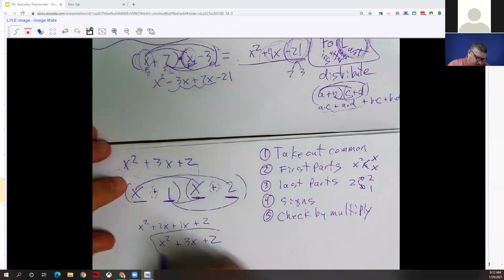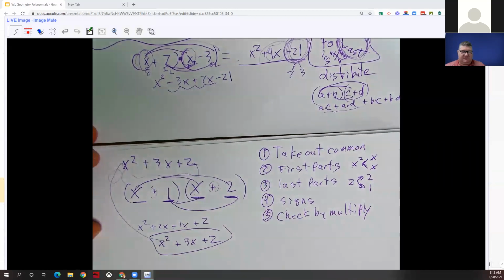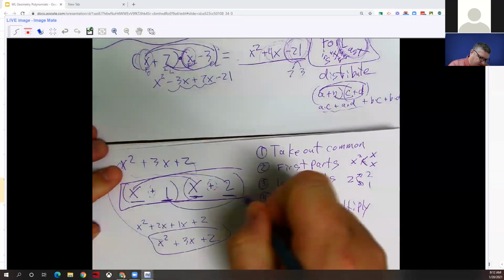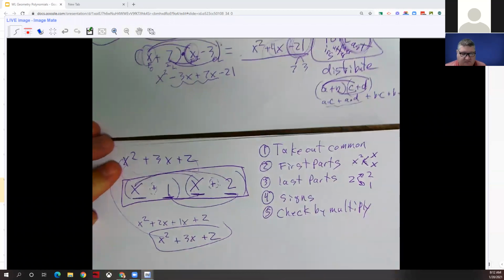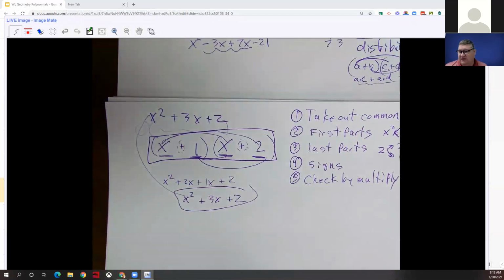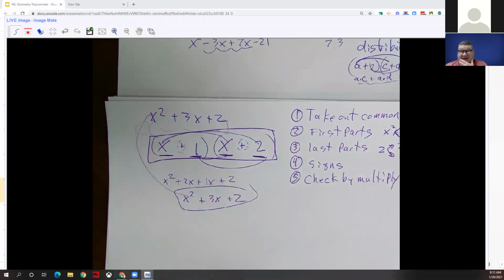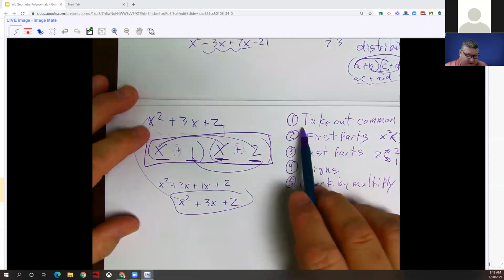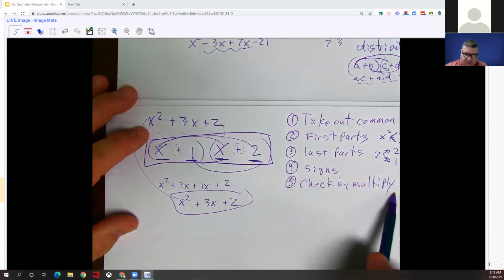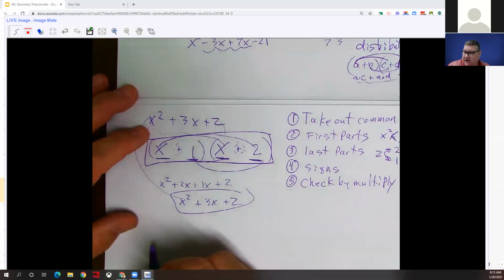There you go. Did we get the correct answer? If we did, then these are the correct factors. All right, that is what we're going to be doing for basically the next 2 weeks. And it's going to be the same steps. Take out common, first parts, last parts, signs, check and multiply. All right.